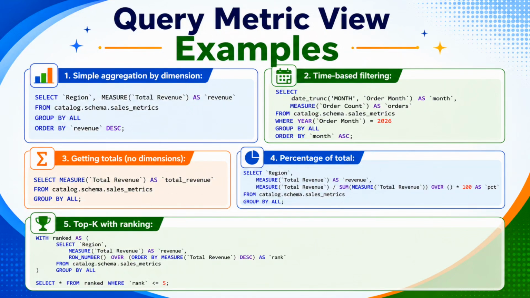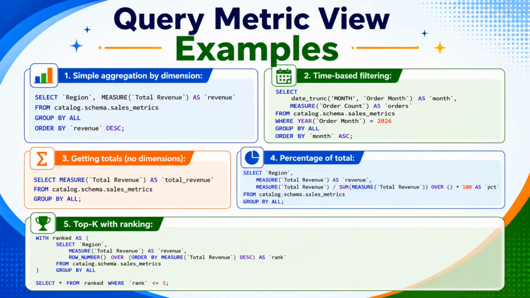catalog.schema.salesmetrics metric view. Using group by all, Databricks automatically groups the results by the selected dimensions. Finally, the results are sorted by revenue in descending order. This query answers a common business question: which regions generate the highest revenue?